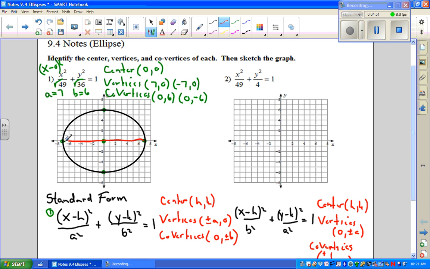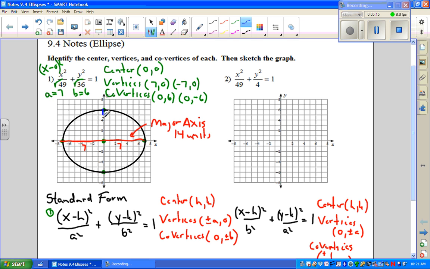this right here, this is known as your major axis, okay? And you'll notice your major axis starts at 7 goes to 0. So that's a distance of 7 right there, and it's a distance of 7 this way. So your major axis is 14 units, or really it's just double whatever your a value is, okay?